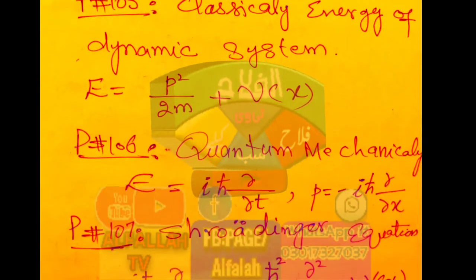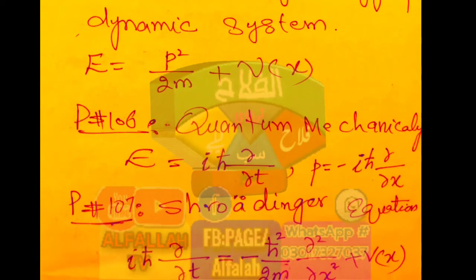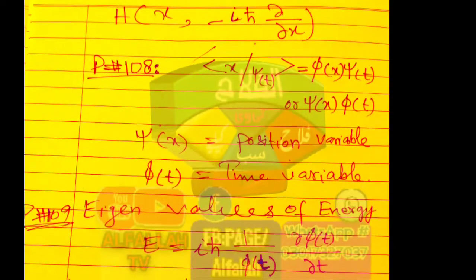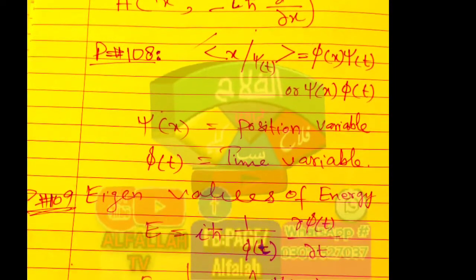iħ ∂/∂t = −ħ²/2m × ∂²/∂x² + V(x). In quadratic form, H = (x, −iħ ∂/∂x).